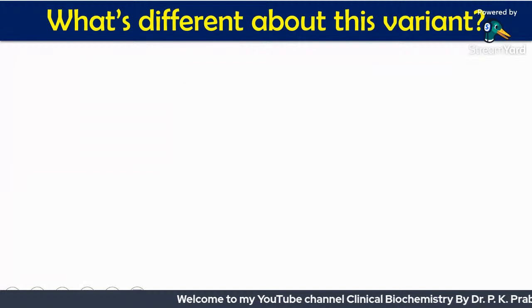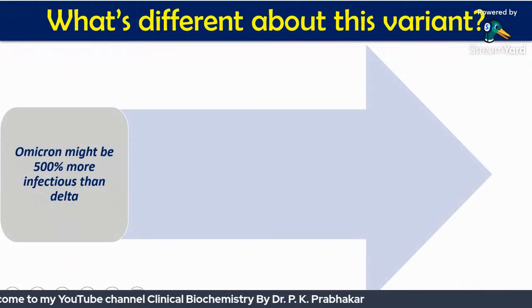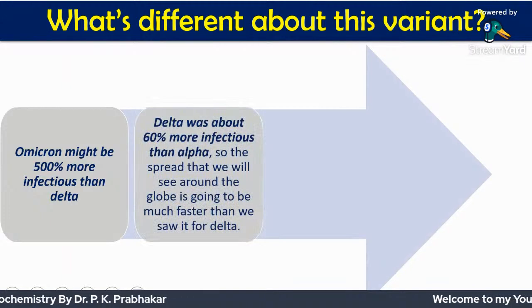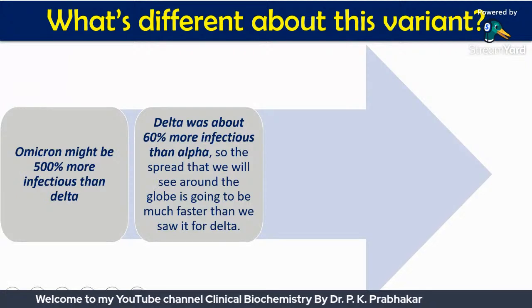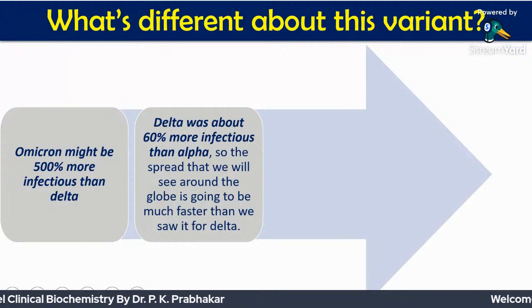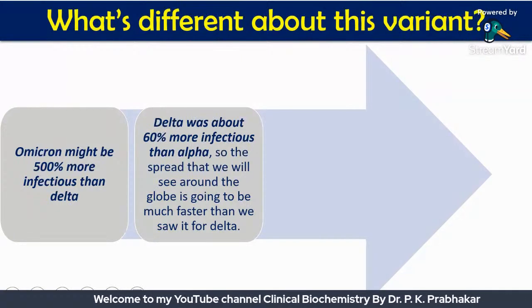So, what is the difference about this variant? First, this Omicron might be 500 times more infectious than the Delta. Delta itself was more infectious than the Alpha, about 60% more infectious. And not only in India but throughout the world, Delta was responsible for the second wave of this coronavirus. That was only 60% more infectious. But this Omicron is thought to be 500 times more infectious than the Delta.